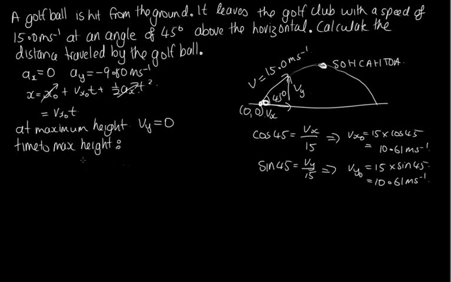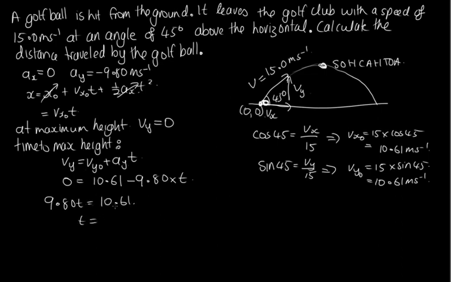Now to calculate the time to maximum height, we're best off using our first kinematic equation. Vy is equal to Vy naught plus AYT. So Vy, that's 0. Vy0, we've calculated that as 10.61. AY is accelerating downwards, so minus 9.80 times t. So we've got 9.80 t is equal to 10.61, and so t is equal to 10.61 divided by 9.8, which is 1.08 seconds. So we know how long it takes now to get to maximum height.